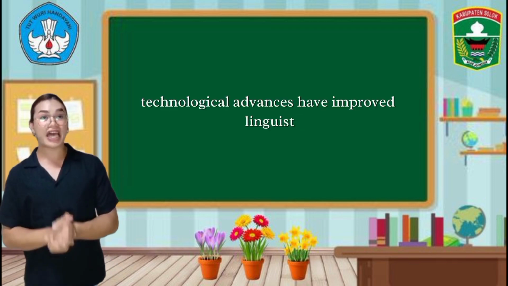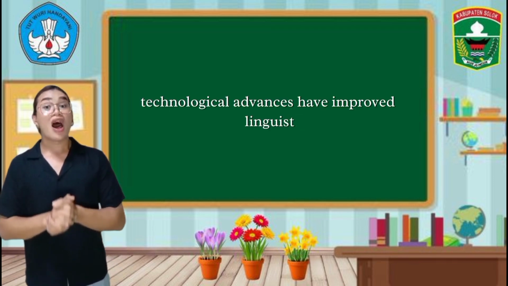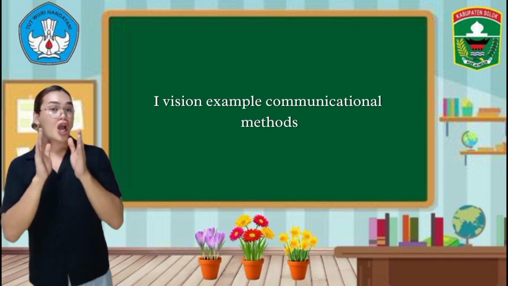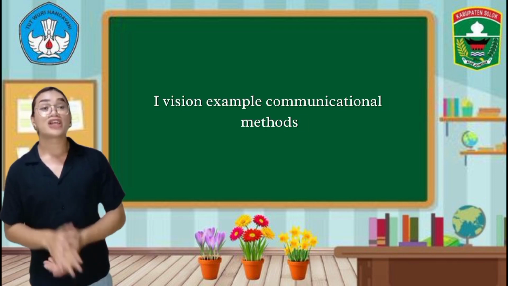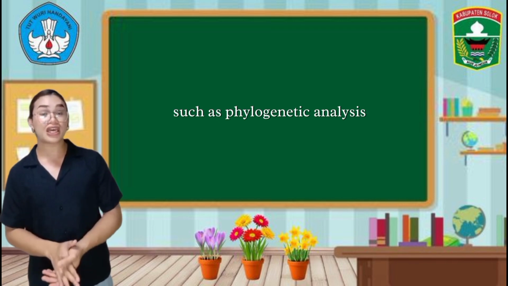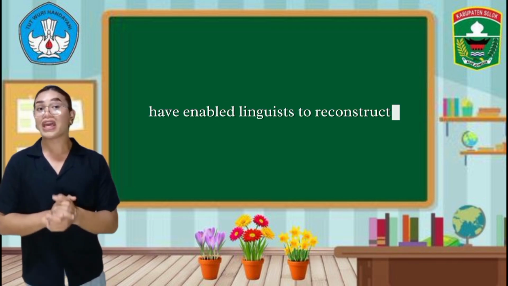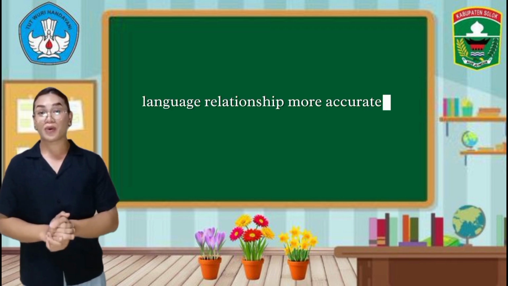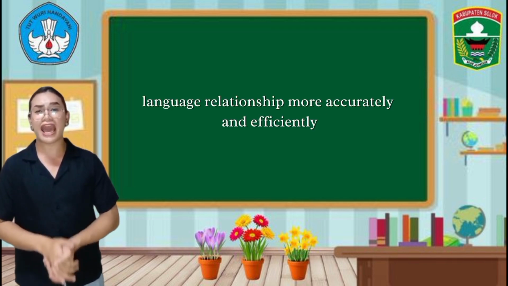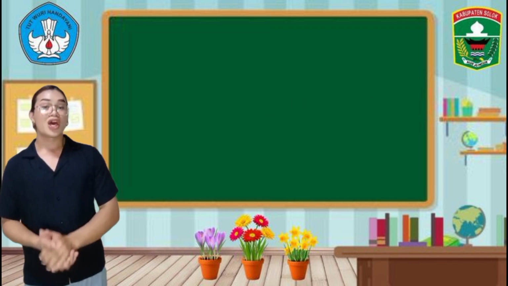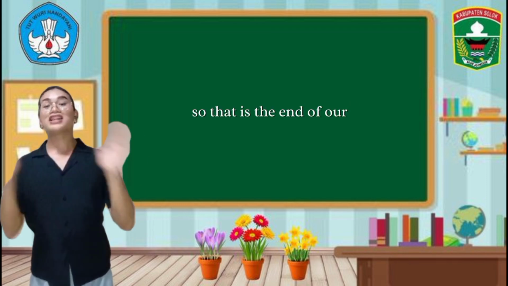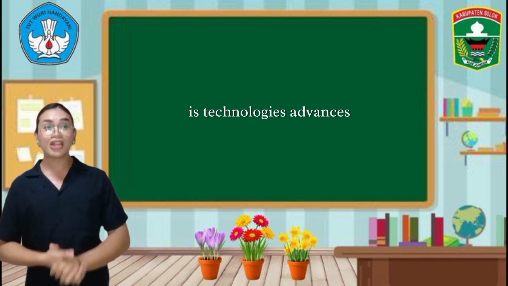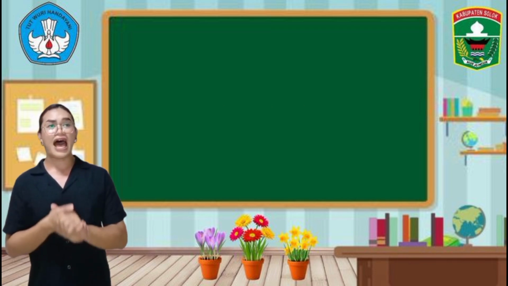Technological advances have improved linguistic reconstruction. I have some examples. Computational methods such as phylogenetic analysis have enabled linguists to reconstruct language relationships more accurately and efficiently. So that is the end of our sixth, technological advances.